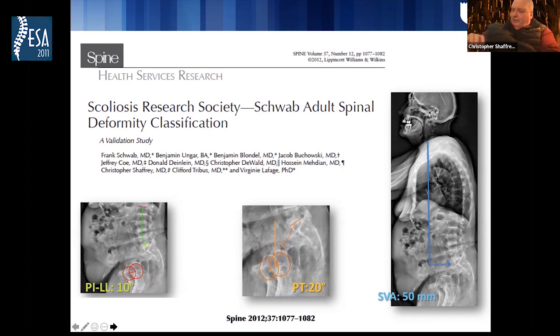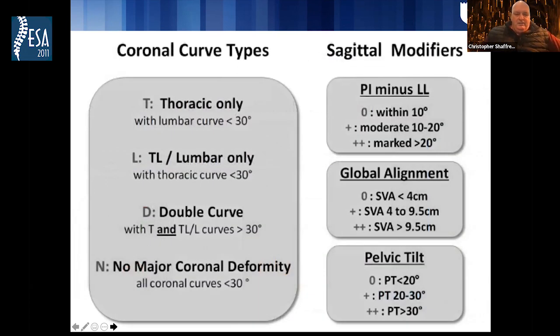But this was the Schwab SRS classification, which again looked principally at the pelvic incidence minus the lumbar lordosis, the amount of global sagittal vertical axis malalignment, and the pelvic tilt. And these were some general alignment objectives. This was something that was written by Frank and Virginia Lafage, and it gave some basic concepts about how the spine should be realigned.